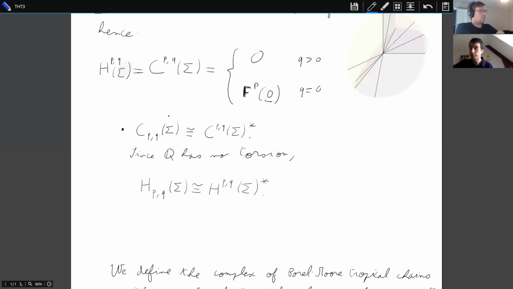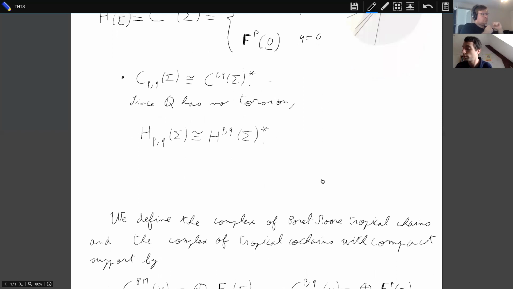And since Q has no torsion, the same thing is true in homology and cohomology. Okay, so is that clear for everyone?